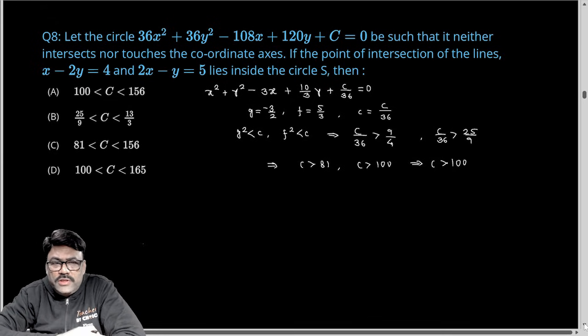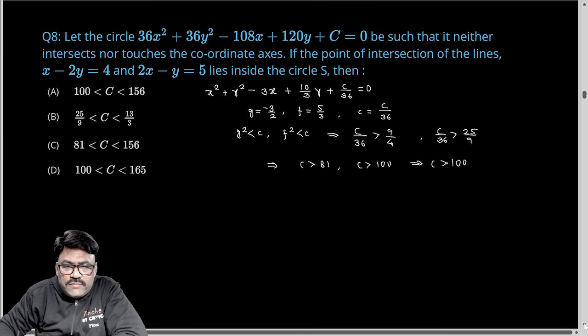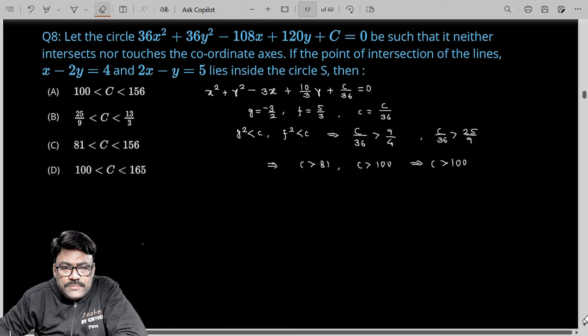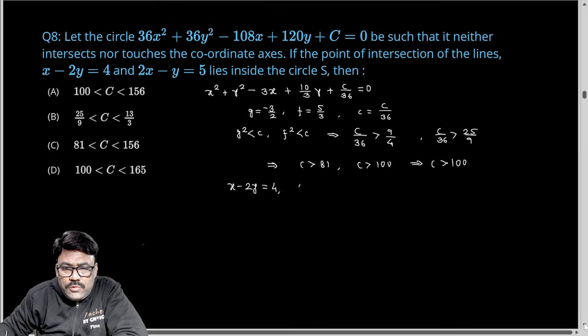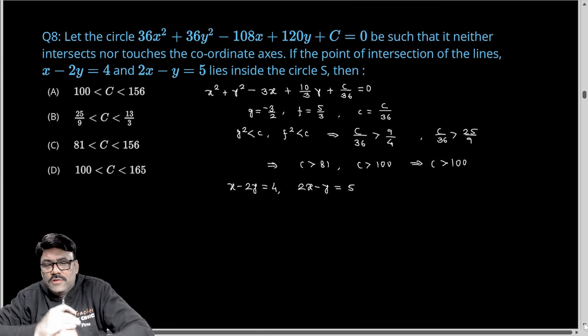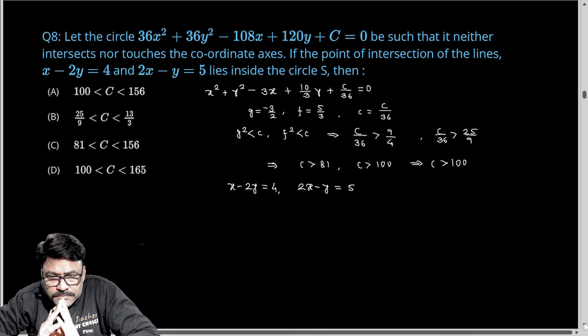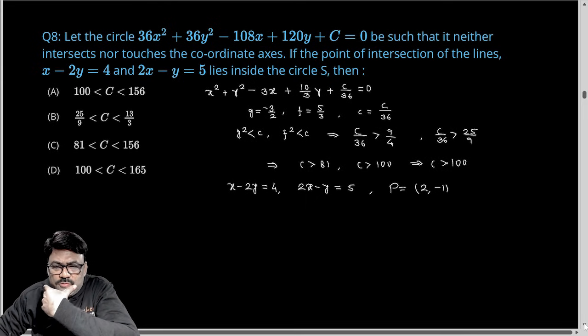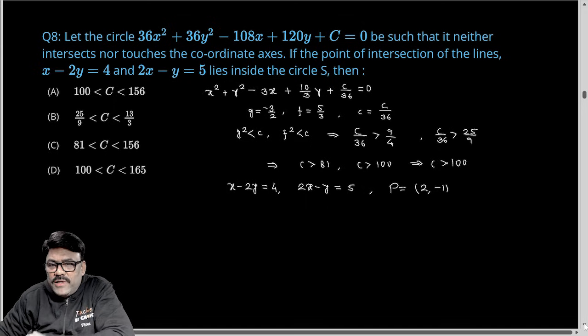Now, they are saying that the point of intersection of these two lines, x minus 2y is equal to 4 and 2x minus y is equal to 5. Get the point of intersection of these two lines. So I think x is 2, y is minus 1 satisfies it. The point of intersection of these two lines is 2 comma minus 1. You can easily find. Just by observation, I can see 2 comma minus 1, it is 4, and 2 comma minus 1, yes, it is 5. And this point lies inside the circle.